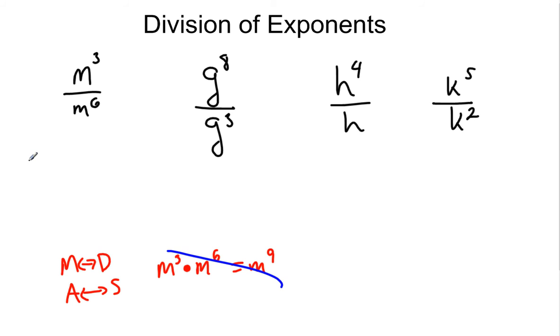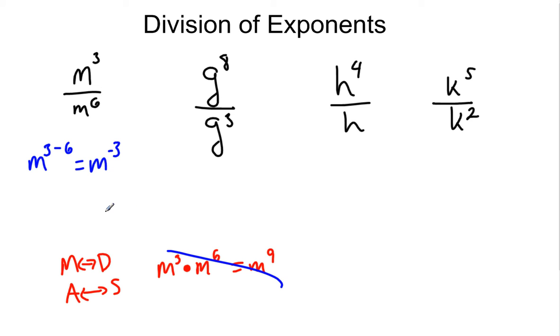Literally what we're going to do is we're going to take m to the third power, and we're going to subtract the bottom exponent. Take the top exponent minus the bottom. That gives us m to the negative third. That's it. That's the whole problem.